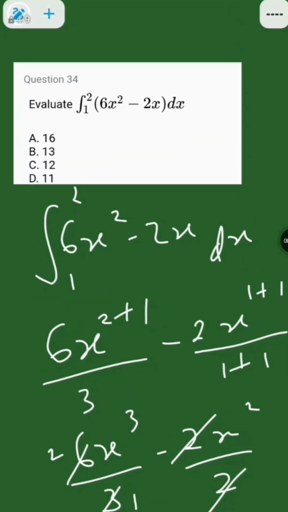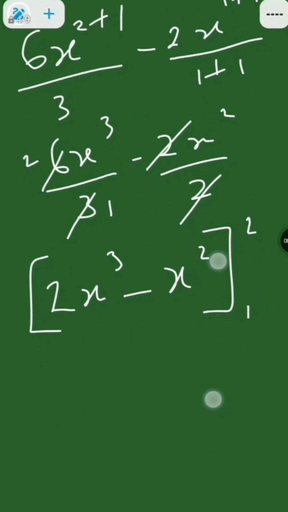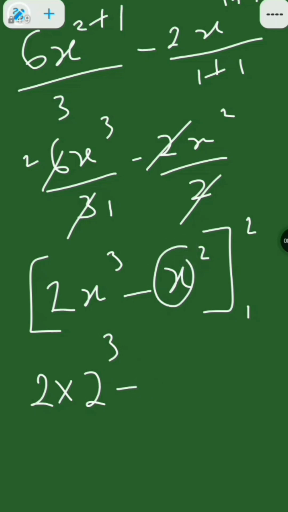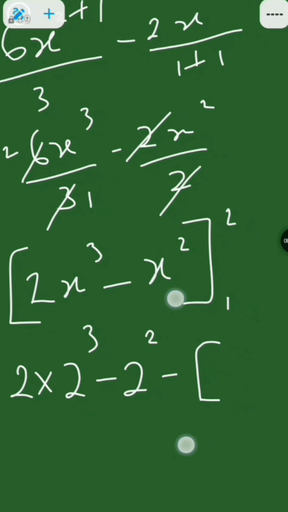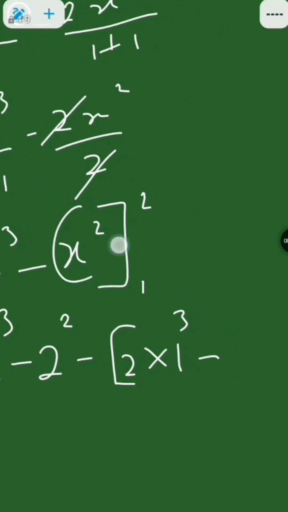Then they give you your limits. Your limits are 1 to 2. So just open a square bracket right here and include your limits, 1 to 2. So the first thing to do is to substitute 2 inside these here. If you do that, you're going to get 2 times 2 to the power 3 minus, this is x here, you're going to put 2 there, 2 squared. Minus, then substitute 1 right now. Anywhere you see x, put 1. So that will give you 2 times 1 to the power 3 minus, I'm going to put 1 here now. 1 squared is the same thing as 1.